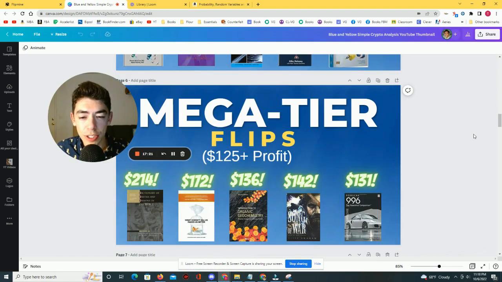All right, the last 2 books that we're gonna look at are mega tier flips. And those 2 books are Song of War and this Dictionary of Deities. Again, these are 5 books that I've sold and made over $125 profit on. These aren't the only 5 books. There are quite a few more than just those 5, but these are just 5 that I thought looked interesting. But let's go ahead and take a dive into those ones specifically.